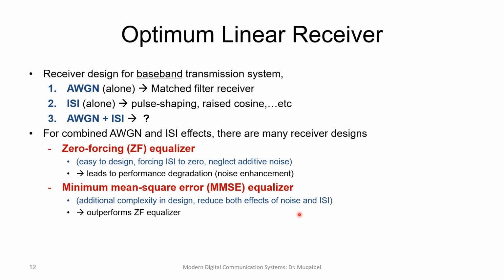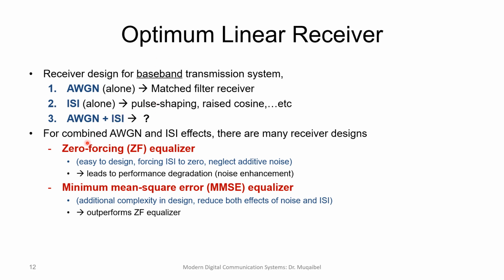Okay, now that we have looked at the two cases separately, noise and ISI, the question is, we'd like to have an optimum linear receiver. The receiver design of the baseband transmission system for additive white Gaussian noise alone is the matched filter. This is the optimum receiver. And the optimum receiver for the case of ISI alone is the pulse shaping filter or the raised cosine. But if we have the two together, then we can solve the problem. We can combine the optimums.